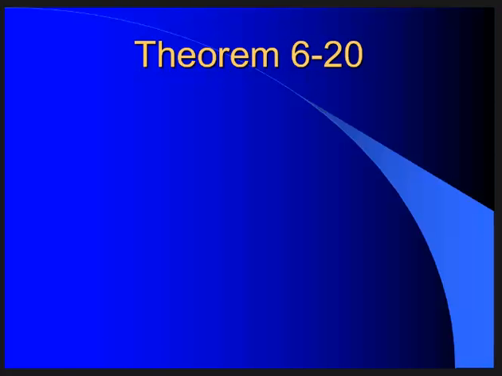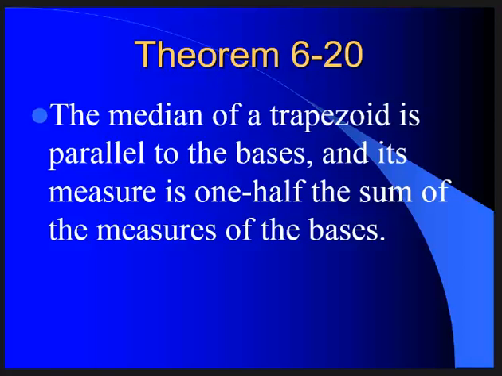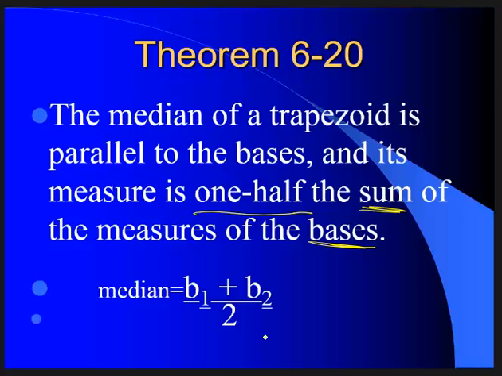Well, we have a theorem that deals with that median, and it says that the median is parallel to the base, so we end up with parallel lines cut by transversals. And then its measure is 1/2 the sum of the bases. Sum means we're doing what? Adding. So we have a formula that looks like this. The median can be determined by adding the two bases and then dividing by 2. It's like taking the average. Okay, we're adding it and dividing by 2. It's halfway in between the two.